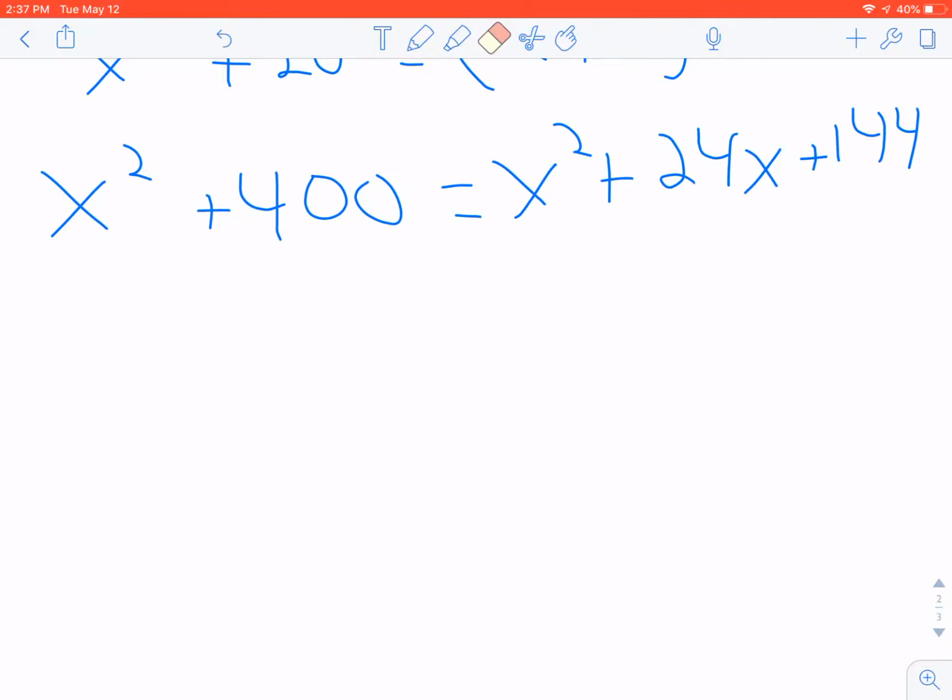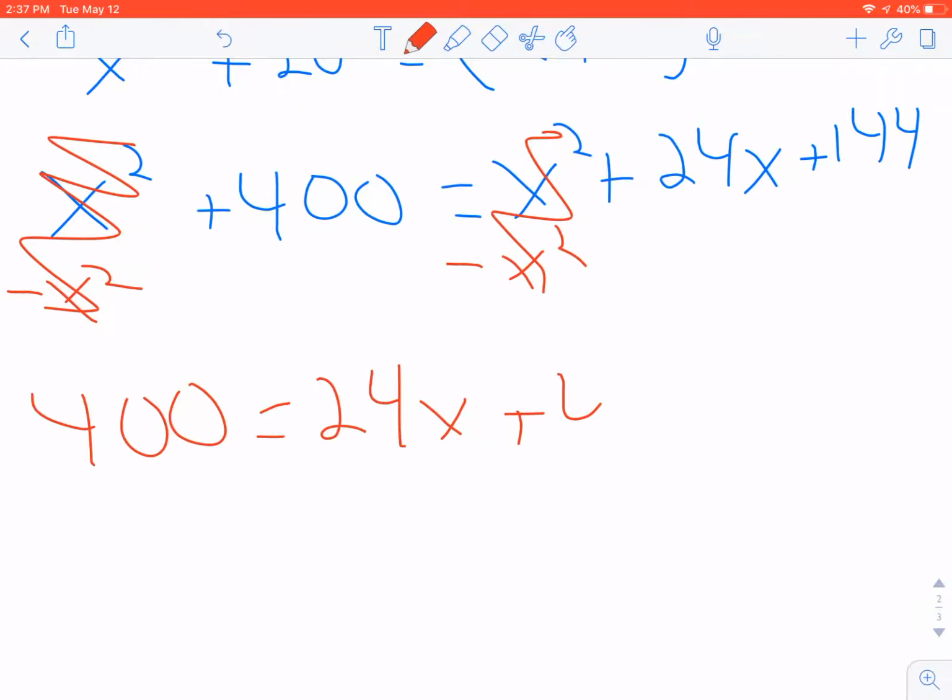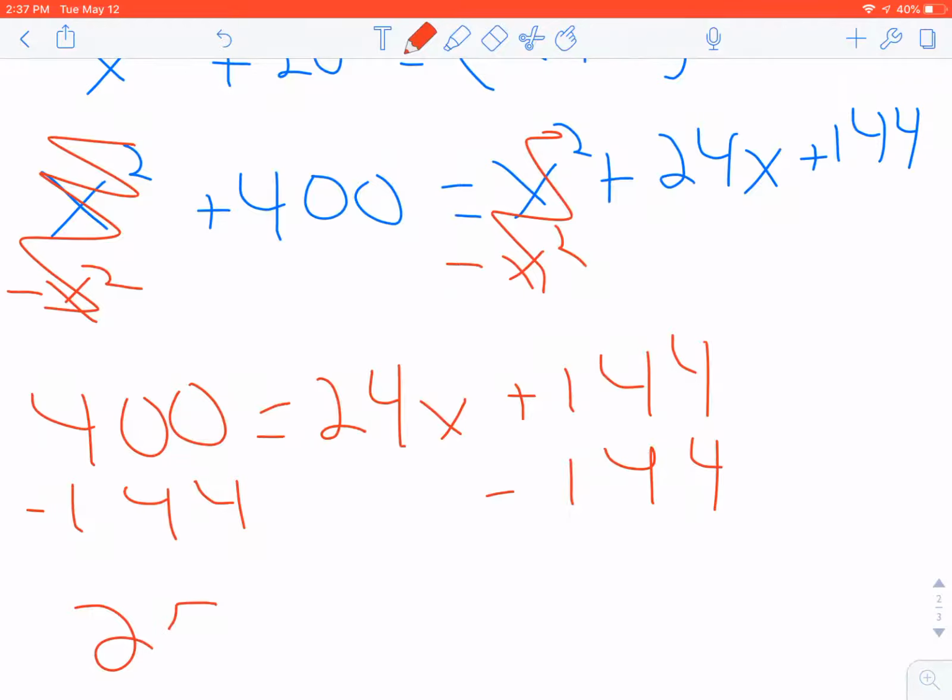Regardless, you'll get the same answer. Now again, you need to solve this, and you need to get x squared to one side, which requires you to subtract x squared from both sides. They cancel out again, so immediately you have a less intimidating problem. So you have 400 is equal to 24x plus 144. We're going to subtract our 144 from both sides, so I get 256 is equal to 24x.